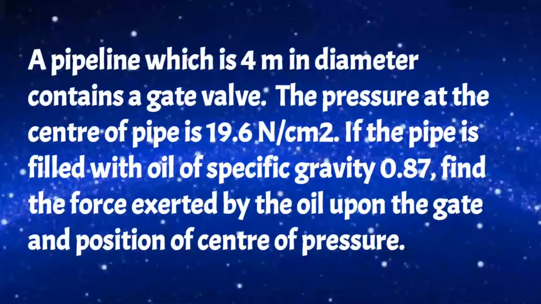A pipeline which is 4 meter in diameter contains a gate valve. The pressure at the center of pipe is 19.6 Newton per centimeter square. If the pipe is filled with oil of specific gravity 0.87, find the force exerted by oil upon the gate and the position of center of pressure. So this was the given problem.